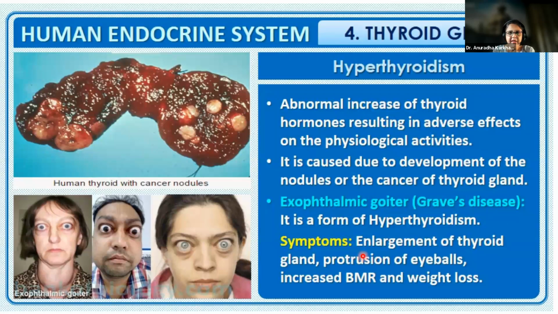What are the symptoms of Graves' disease? Enlargement of thyroid gland, protrusion of eyeballs. Protrusion means the eyes come out, it looks like they will fall out any moment. Increased BMR and weight loss. Right? Can hypothyroidism be reversed once iodine intake is regularized? Yes, hypothyroidism can be easily reversed.